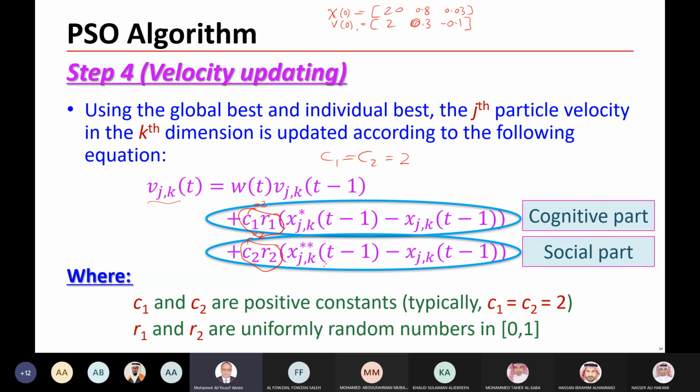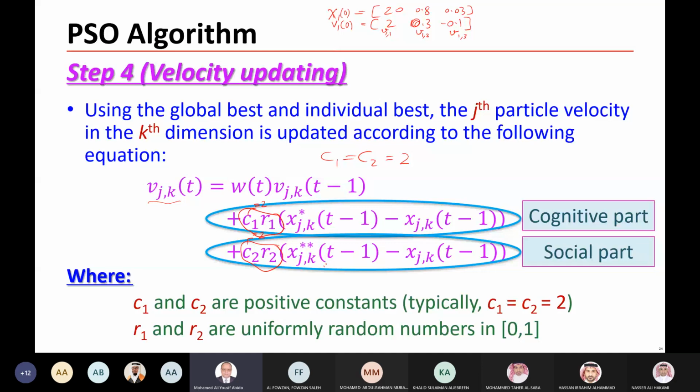So this is x0 and this is v0, right? Yes. Right. This is v, if this is x1, this is v11, this is v12, this is v13. Okay, so this is the velocity of particle 1 in dimension 1, second dimension, third dimension.